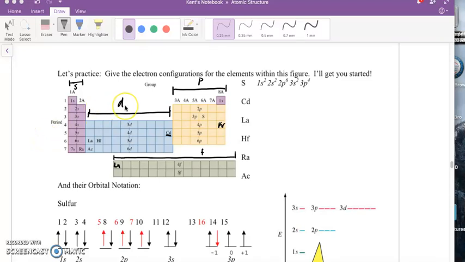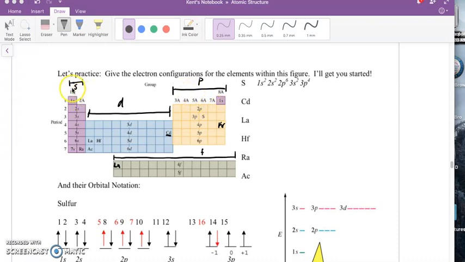Let's continue with electronic configuration for elements. So I've gone ahead and put the different subshells on the periodic table for us. These two columns are the S subshell. These 6 columns over here are the P subshell.